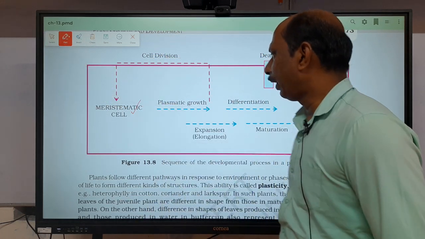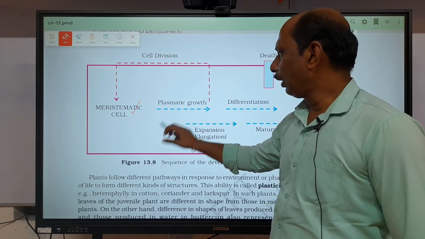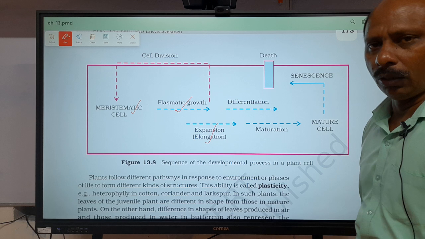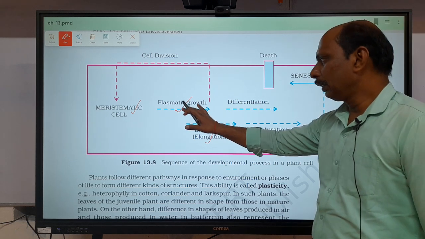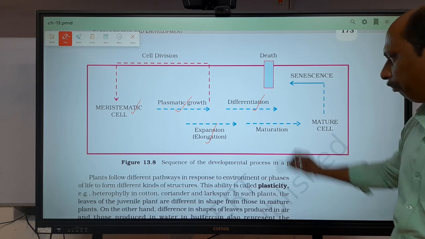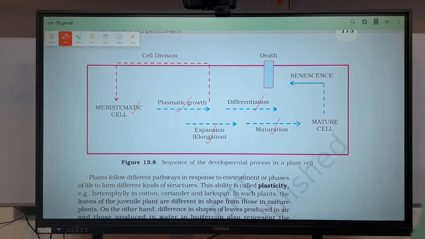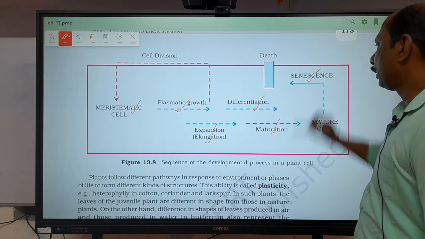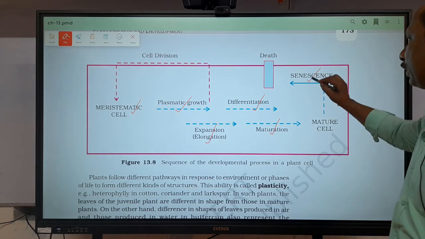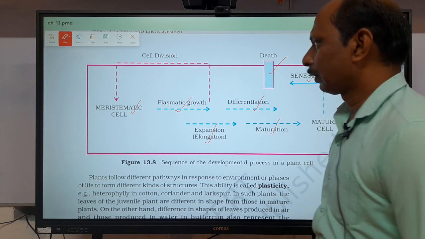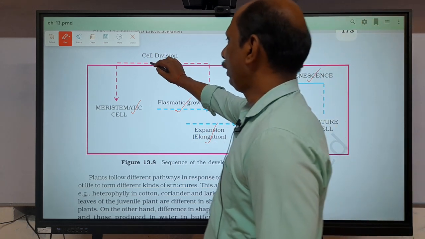Meristematic cell, cell divides here. Now the cell after division, elongation zone is there, it is called plasmatic growth. This one is expansion or elongation, right? Then the maturation zone is there. Maturation means they are differentiated into mature organs or tissues. Now mature cells, after some time, become old, it is called senescence, right? And sometimes it is death, right? So this one is cell division.